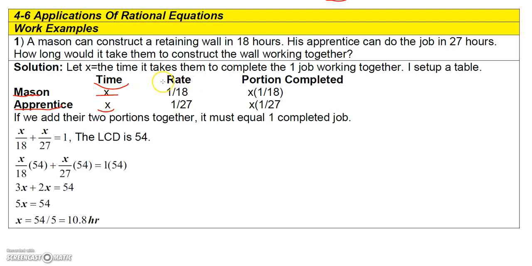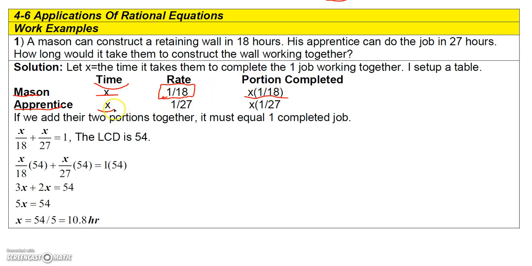Now if you know a guy can do a job in 18 hours, then that tells you that he can do 1/18 of the job per hour. So he works at a rate of 1/18 of the job per hour. So now, let's think of it like this. If you multiply the number of hours the mason works on the job, which is X, times the rate the mason works, which means he does 1/18 of the job per hour, then the portion of the job completed by the mason would be X times 1/18, which is the same as X over 18.